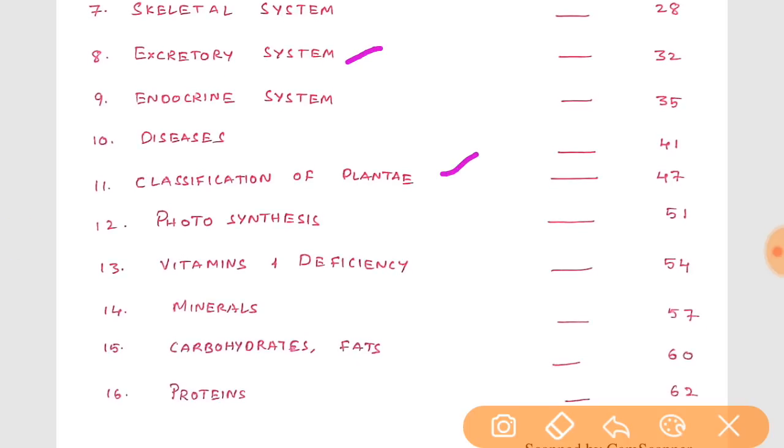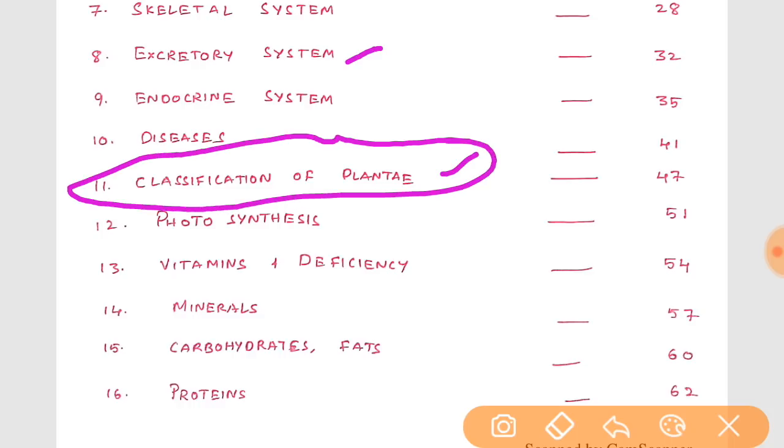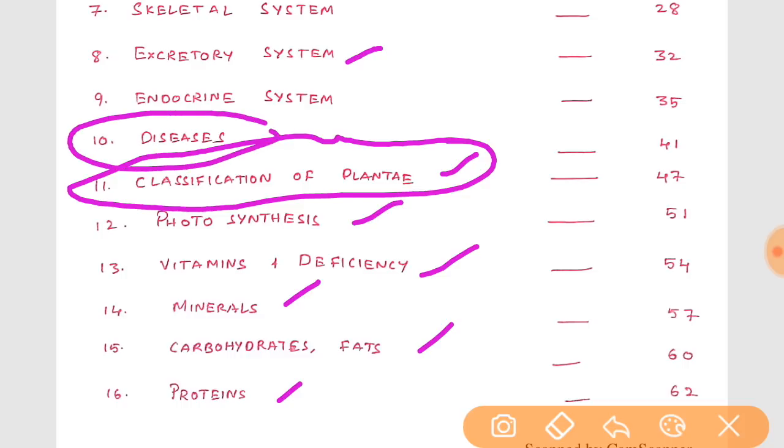Classification of plantae is left out here. You have to complete this, and we have completed all these: photosynthesis, vitamins, deficiencies, minerals, carbohydrates, and proteins friends. Okay, today we are going to see the diseases, and in the next video we are going to see classification of plantae, and two more topics are left out and we will complete later friends.